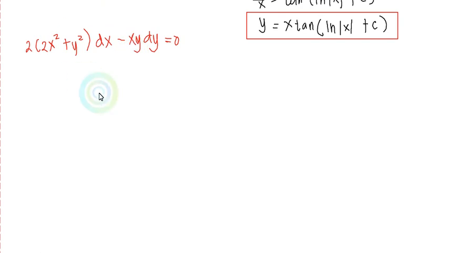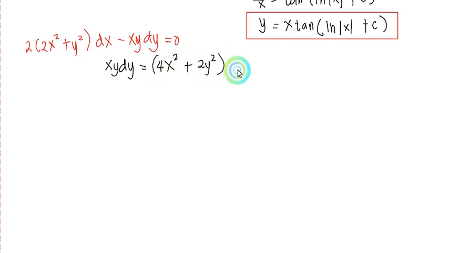Hambal ko kagina, kinahanglan lang nato ni isolate ang dy over dx. So, i-rewrite na siya or diretsyo ko na lang gamit ang equation nga xy dy equals 2. So, that will be equal to, diretsyo ko na lang multiplied. This will be 4x squared plus 2y squared dx. Okay, this is our equation now.